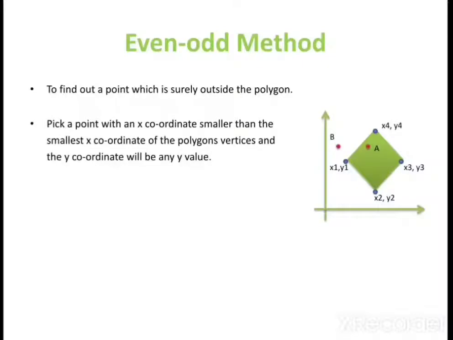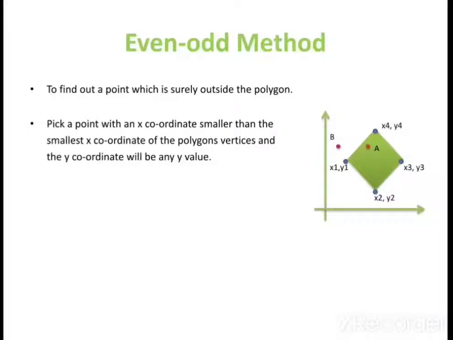For this point the y coordinate can be any value, the same value or a different value. So this is the point I have taken, which has its x value less than x1. This is one point which is surely outside of the polygon, chosen by taking x less than x1.